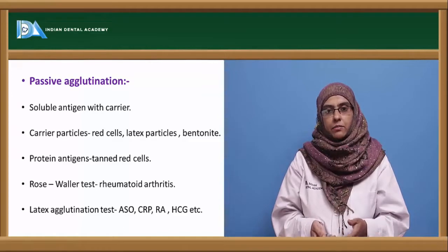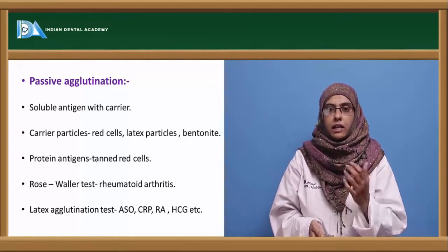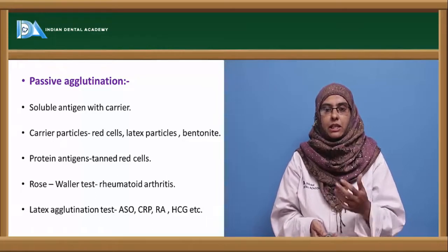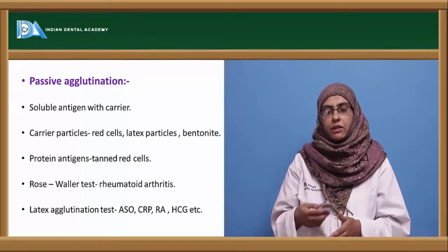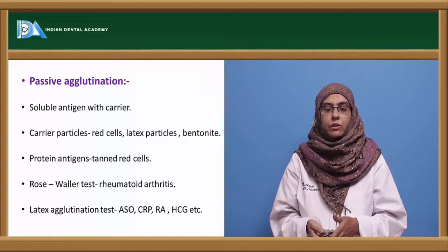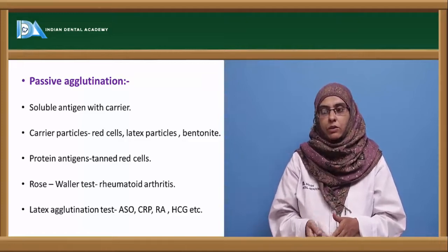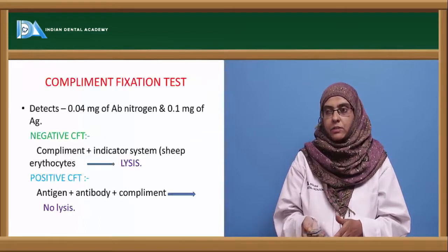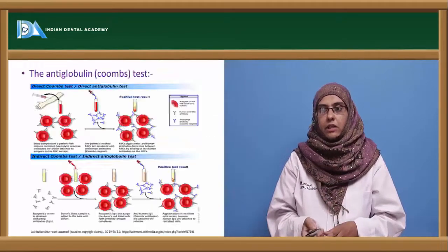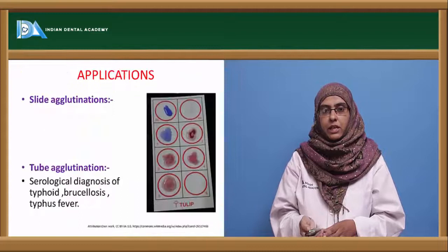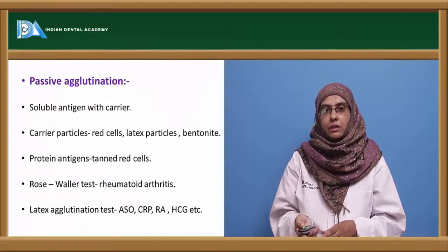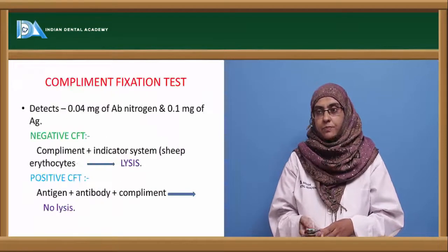When making use of artificial substances such as the latex agglutination test, using the latex particle, you can carry on different techniques to identify human chorionic gonadotropin hormone, the RA factor in rheumatoid arthritis, or CRP, C-reactive proteins, etc. So this is about the agglutination reaction, a visible reaction in the form of clumps, the reaction between antigen and antibody using the RBCs.